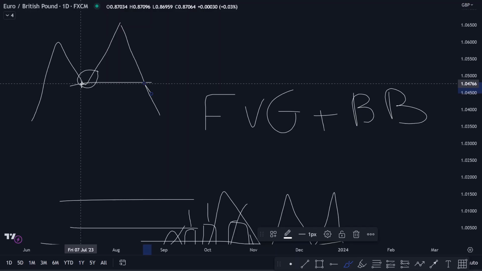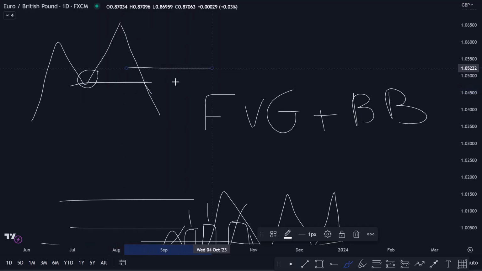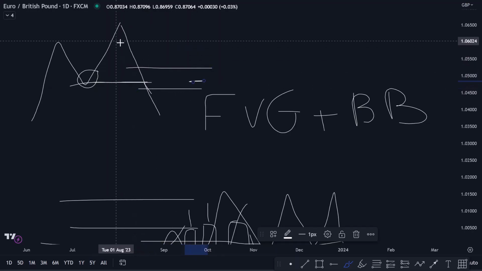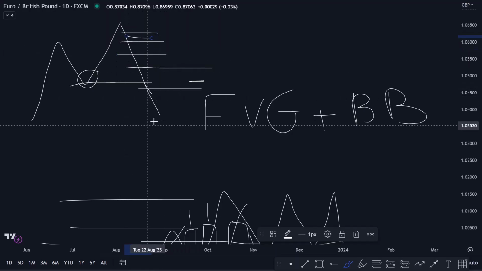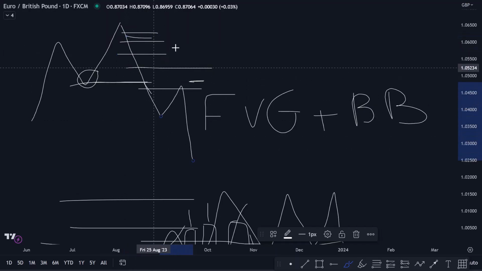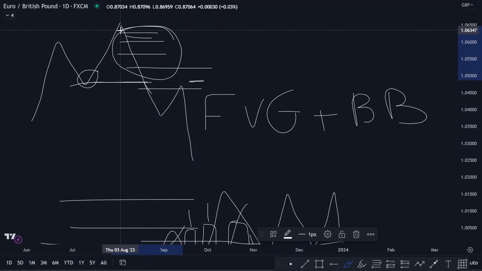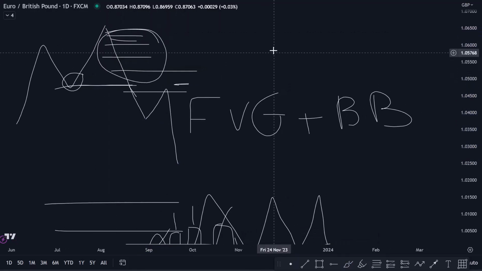If there is this breaker block aligning here, and then there is a fair value gap aligning here, I would enter from here. Even if there is an extreme fair value gap all the way here or all the way here, price most likely will react from here and go down. It's not going to go all the way here. So this is something to keep in mind, okay?